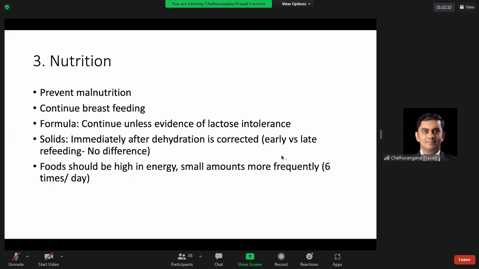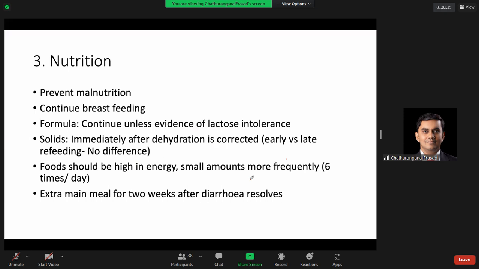So solids: as soon as the dehydration is corrected, you have to start solids, and these should be easily digestible ones. You can give them more frequently in small amounts. And once the diarrhea is over, you need to give one additional main meal.